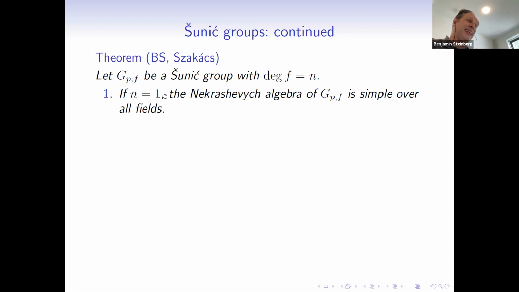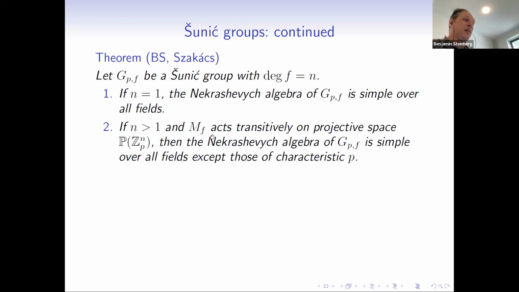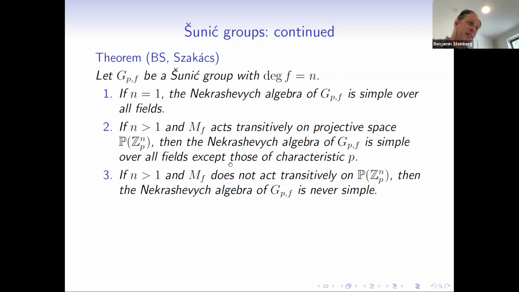So using our methods about simplicity, we were able to prove that if you take one of these Šunić groups of degree n, if the degree of the polynomial is 1, then this Nekrashevych algebra is always simple for whatever field you like. If n is greater than 1 and the companion matrix acts transitively on projective space, so projective space is just all the lines in (Z mod P)^n, so you just identify any two vectors differing by a non-zero scalar, if MF acts transitively on this projective space, then you get a simple algebra over every field except those of characteristic P. This is what happened with the Grigorchuk group. And if this does not act transitively, then the Nekrashevych algebra is never simple over any field.